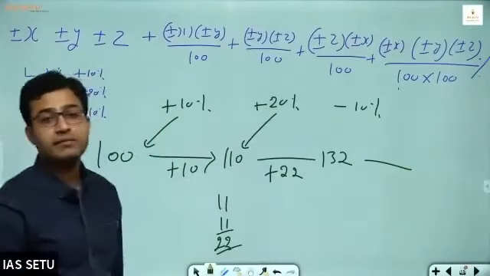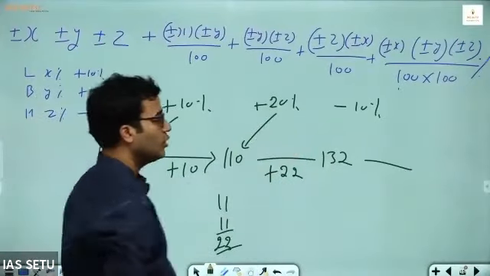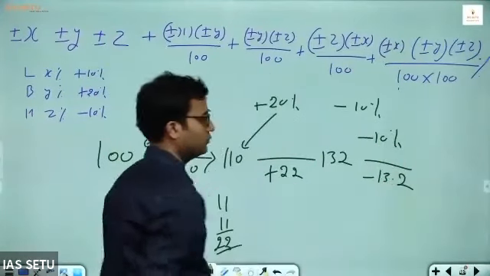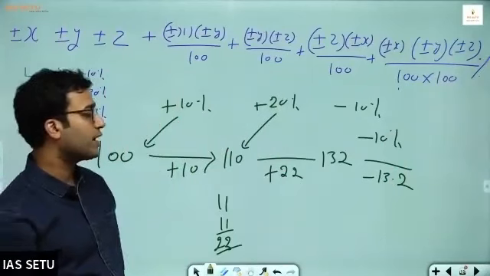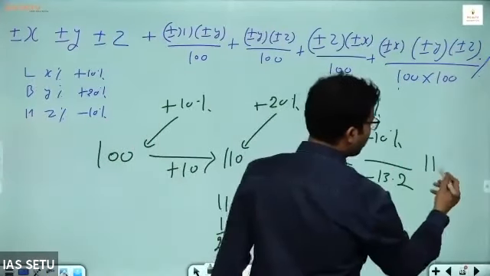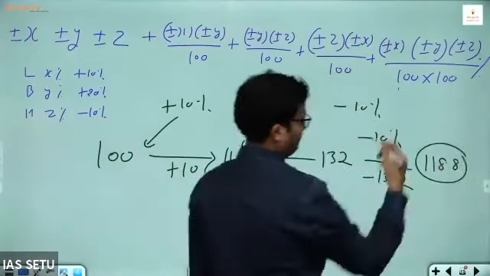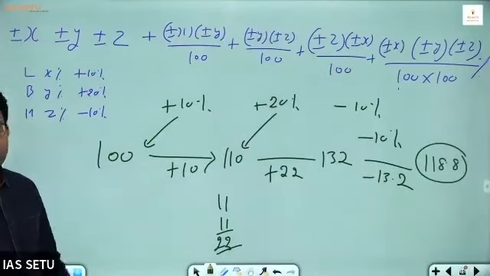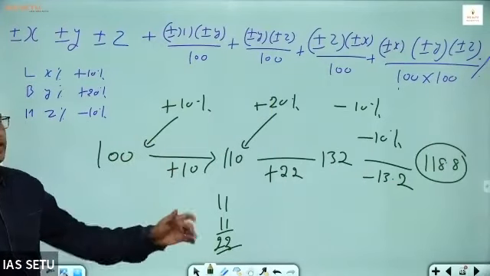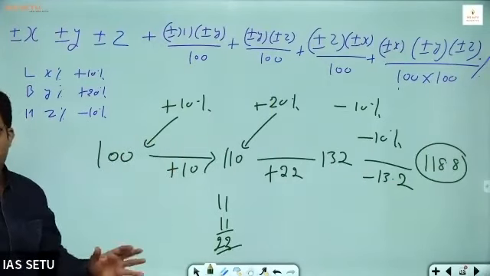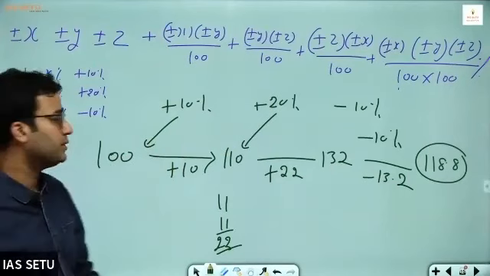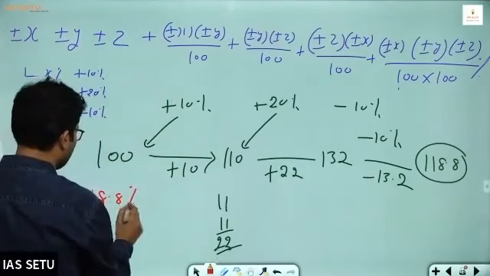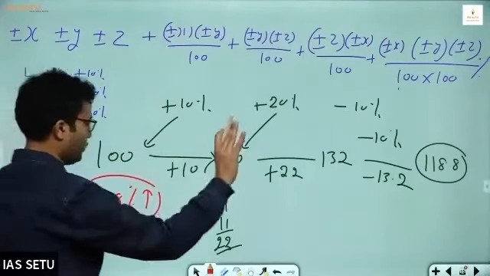The third effect is a 10% decrease from this value. What is 10% of 132? 13.2. So 132 minus 13.2 is 118.8. You tell me, is this 118.8 more than 100 or less? More. How much more? 18.8%. So this is my answer here: 18.8% increase in the volume of the cuboid.